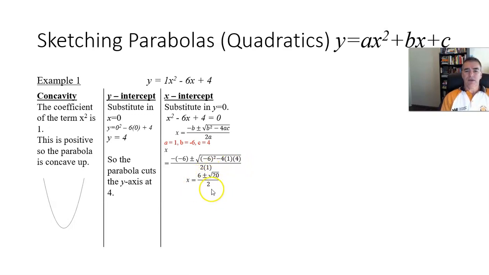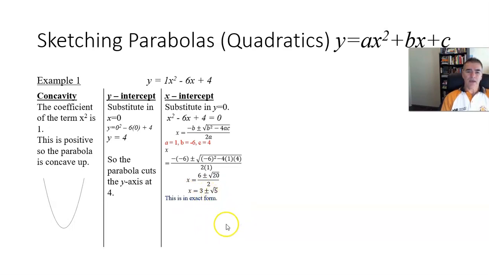Now, what you really need to do is practice simplifying your surds and so on. The square root of 20 is the same as 2 root 5, and we're going to halve each of these. So a half of 6 will be 3, and a half of 2 root 5 will just be root 5. So we get 3 plus root 5 and 3 minus root 5 as our two solutions. So that's in exact form.